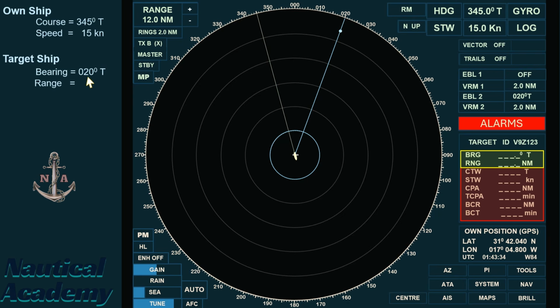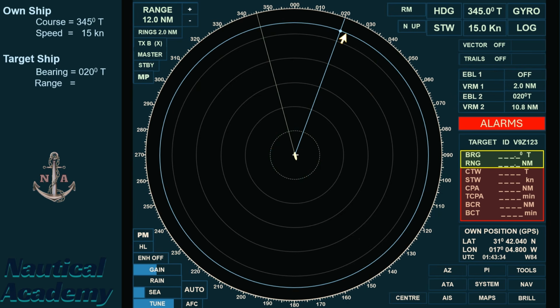In this case, the target bears 020 degrees true. Next, adjust the VRM until it touches the observed target, then note the range. In this scenario, the distance of the target from own ship is 10.8 nautical miles. This is our first observation, assuming it was taken at 1030 hours.